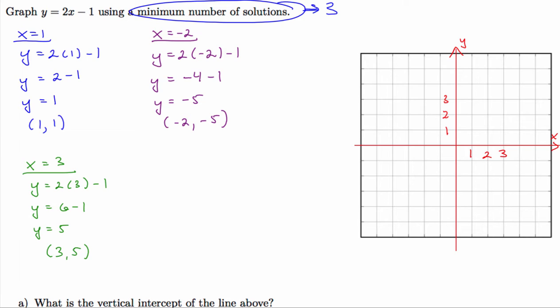So to plot the point 1, comma 1, starting at the origin, I'm going to go to the x-axis at 1, so right 1, and then I'm going to go to the y-axis at 1, which is up 1. So 1, 1 is right 1, up 1 from the origin.